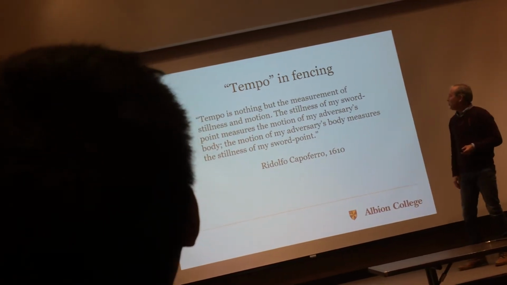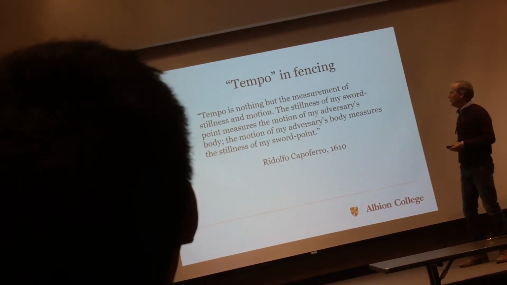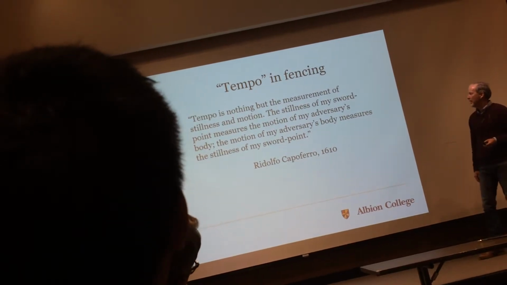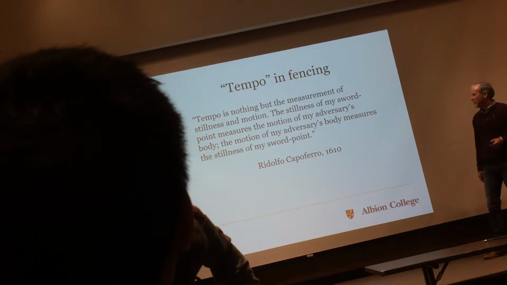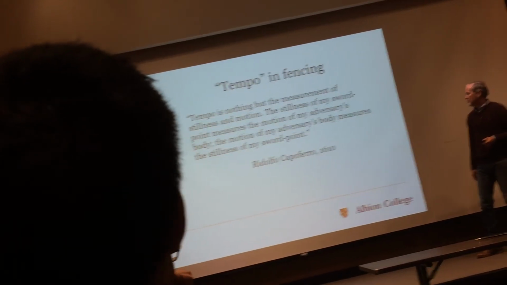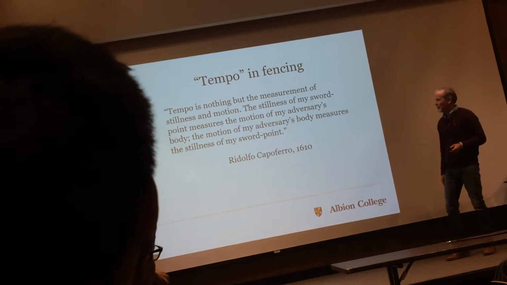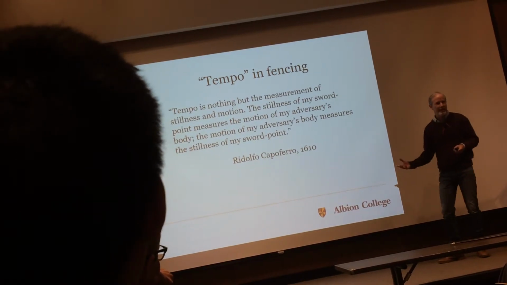Tempo is nothing but the measurement of stillness and motion. The stillness of my sword point measures the motion of my adversary's body. The motion of my adversary's body measures the stillness of my sword point. This is kind of complicated. What does it mean to measure stillness, for one thing?